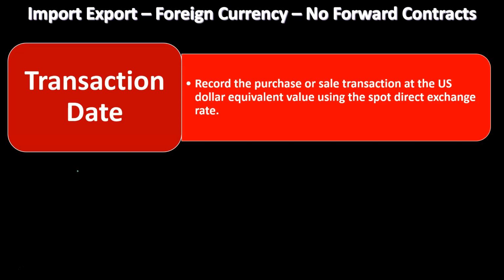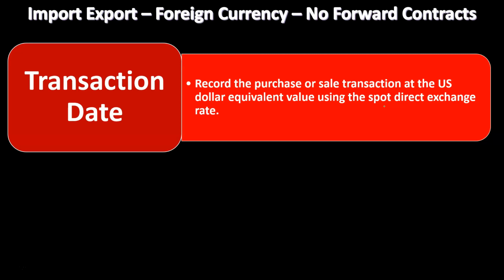So we have the general process that we'll go through. First, we're going to have the transaction date. So we'll record the purchase or sale transaction at the US dollar equivalent value using the spot direct exchange rate. So let's say we purchased inventory or equipment or something like that, and we're going to pay for it on account, meaning we haven't paid for it yet. We're going to pay for it in the future, but we've received the inventory or the equipment at this point in time. We're going to put it on the books at this point in time using the spot rate, the current exchange rate, even though we may have an accounts payable on the books that we're not going to pay until some future point.